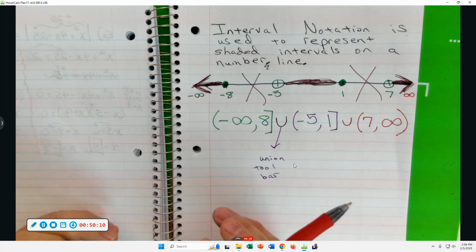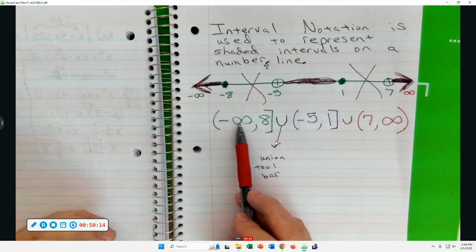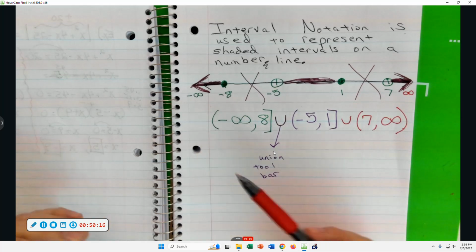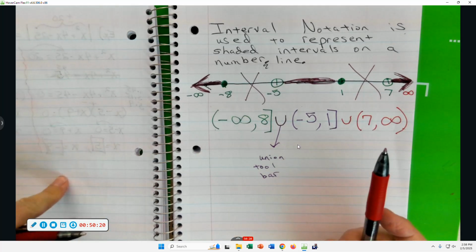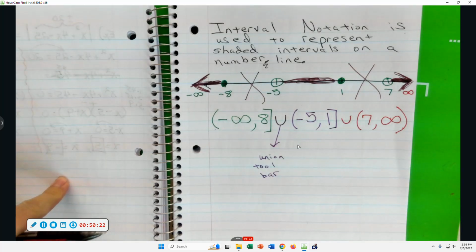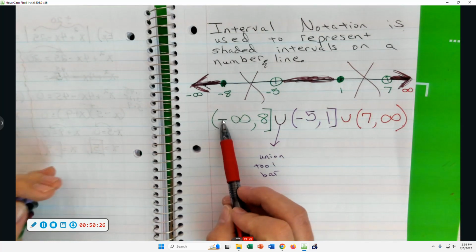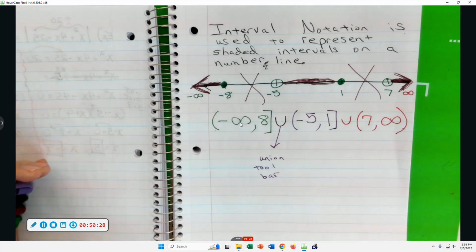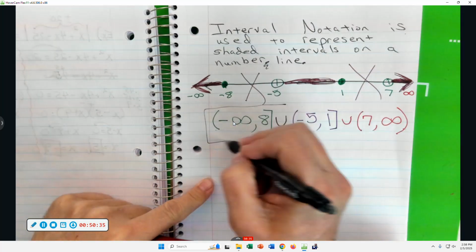I'll get emails from my online students: "Oh, there's no negative infinity symbol." That's right. Just like there's no -7 on a keyboard. You have to type the negative from the keyboard and then the 7. Likewise, you'll have to type the negative from your keyboard and then the infinity symbol. It only has positive infinities.